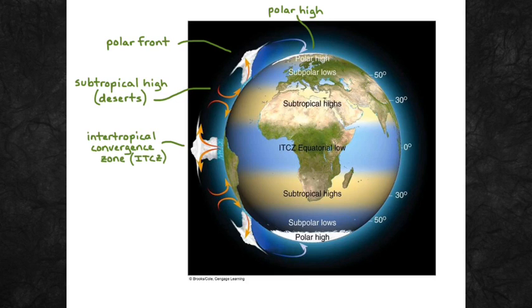But that doesn't mean that every place at 30 degrees north and south is going to be a desert, because if you look up the latitude of Houston, for instance, it's basically 30 degrees north. It sits right on 30 degrees north. But Houston obviously isn't a desert. So what's going on? Well, you also have local effects, right? This is a global pattern, but you also have local effects that you have to think about.